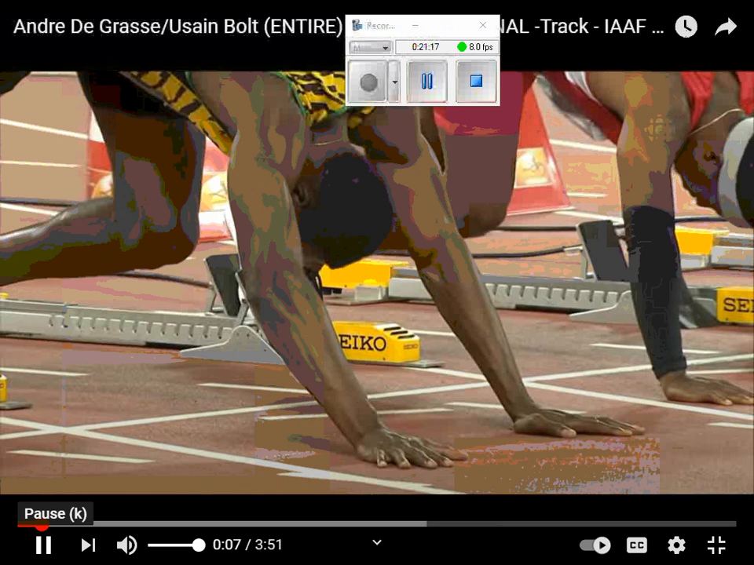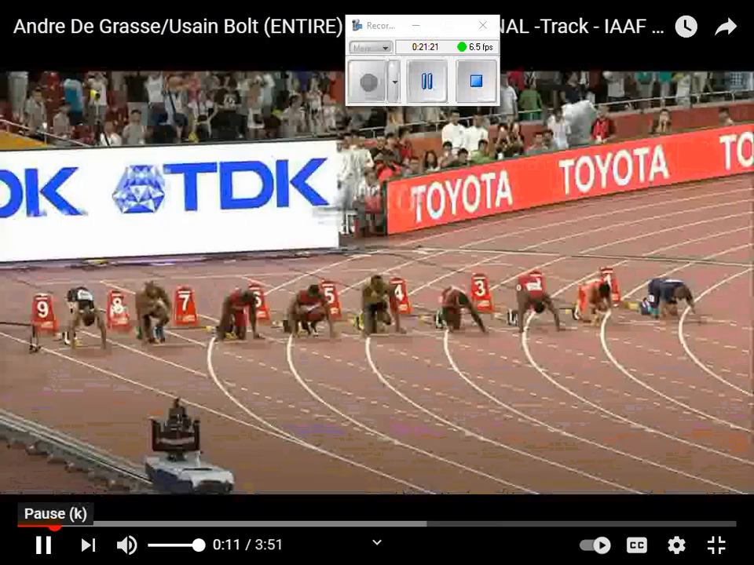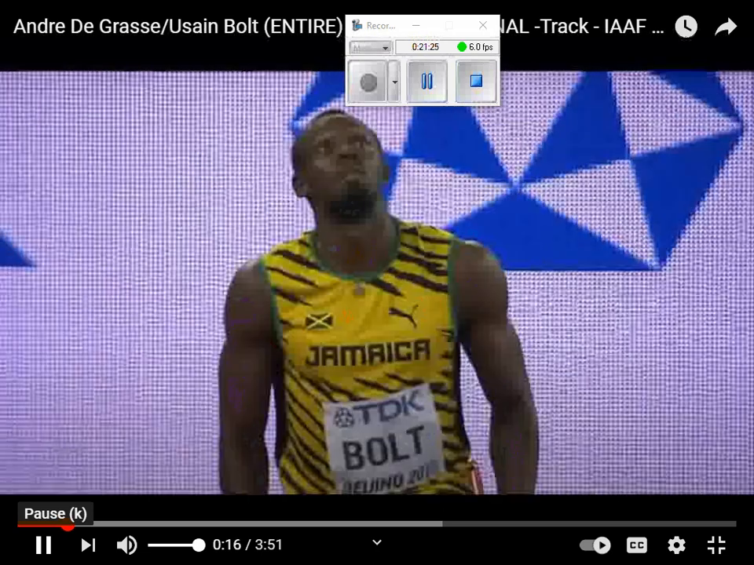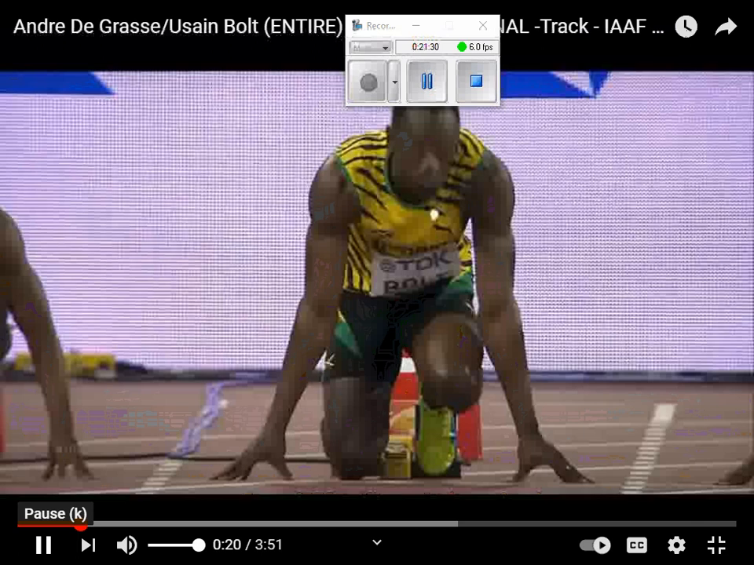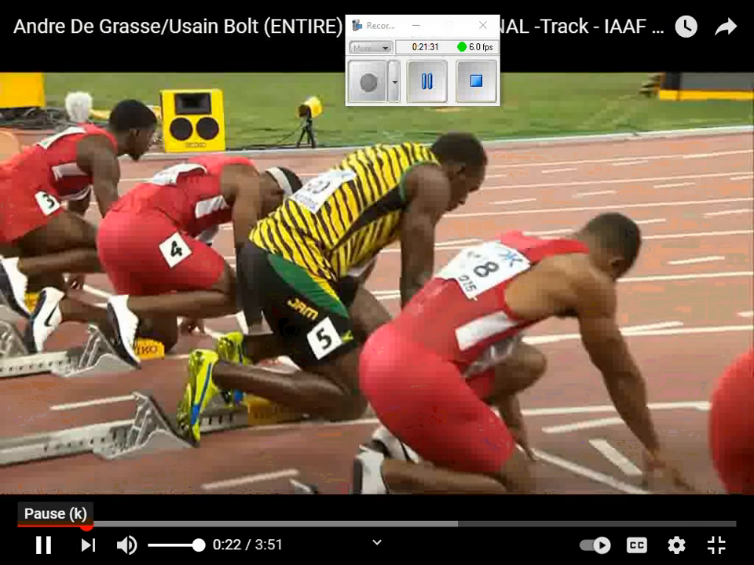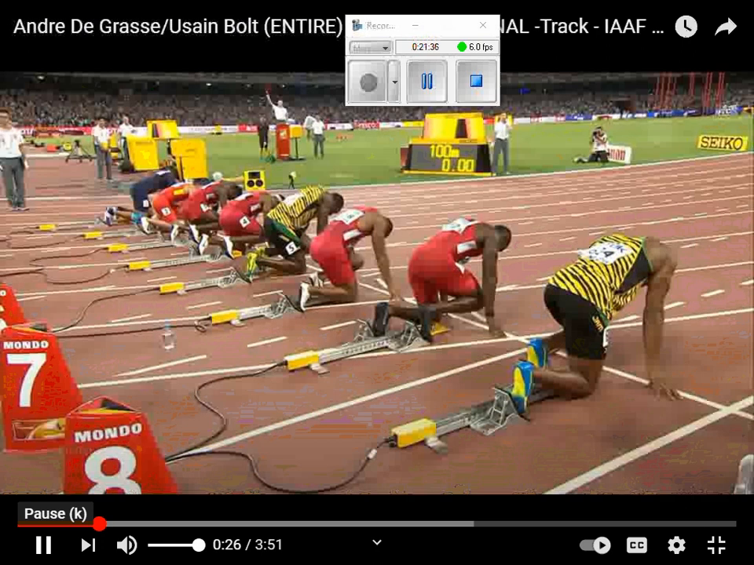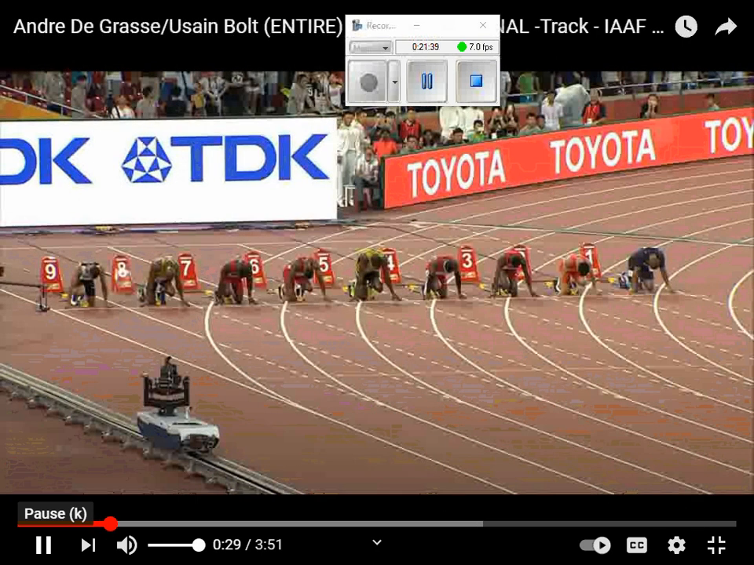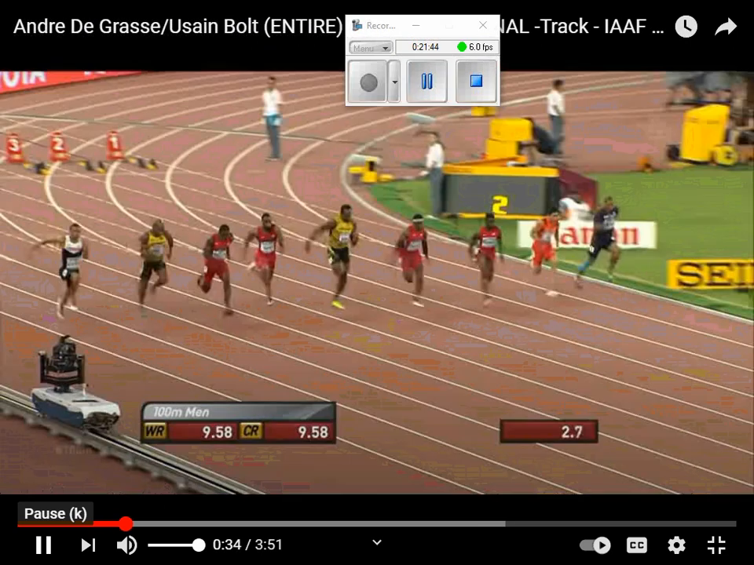Now, where's the volume? No volume. Why is there no volume? Oh, well. I know it's not volume. There's Bolt. In the middle, straight, the grass at the end. Number 9. Oh, good number. But if any one of those guys would have false started, they would have been done.